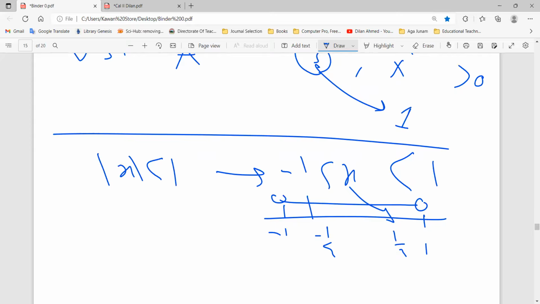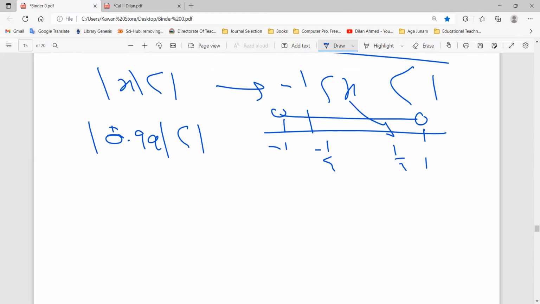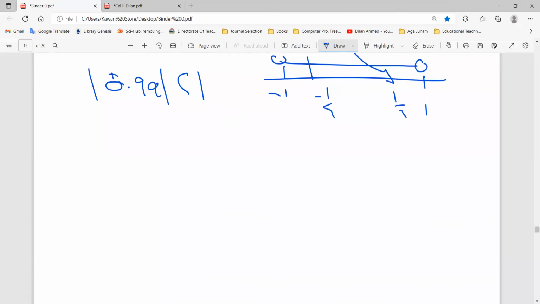Okay, it's less than 1. It's less than 1, right? Minus 0.99 is less than 1. Also 0.9 is less than 1. That's why we mean the fractions, number fractions here, between 1 and -1.